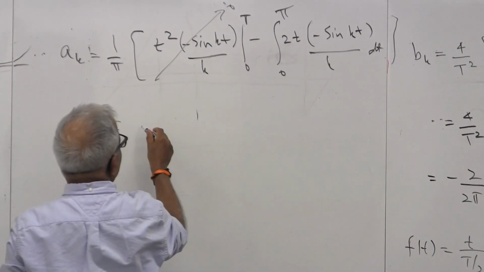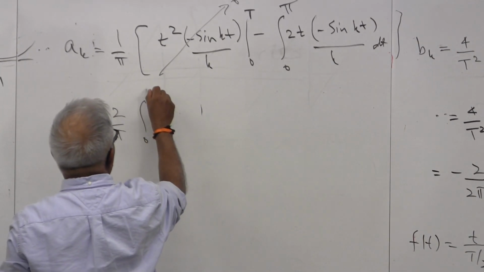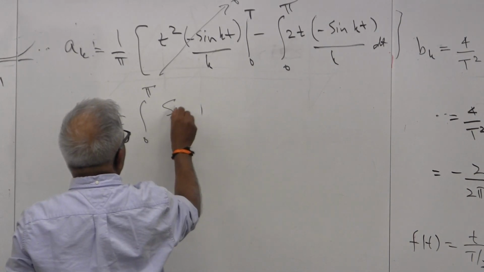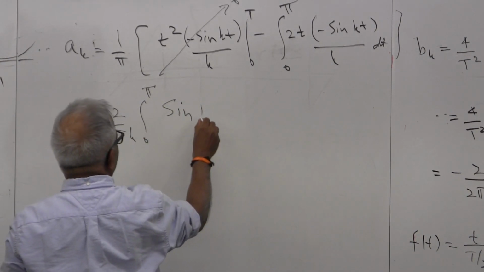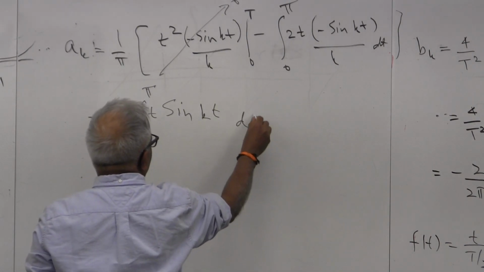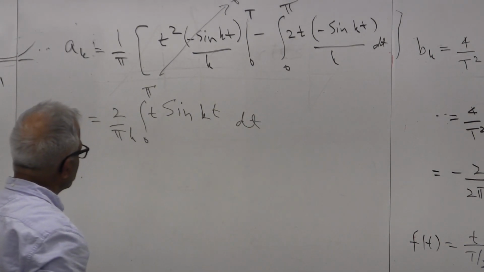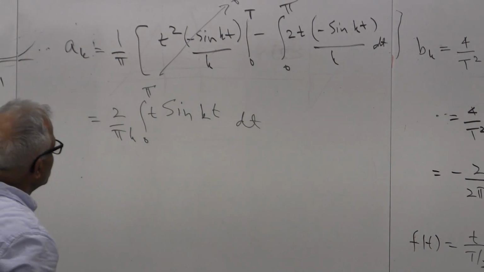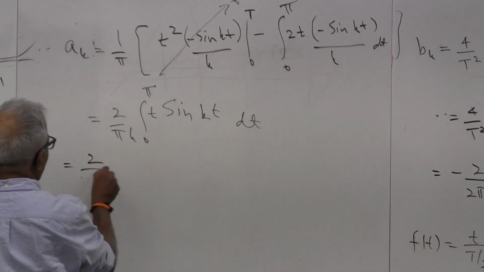So then this problem reduces to minus minus plus. I pulled out a 2 here. 0 to pi. k is a constant, so that goes outside. There is a t here. Sin kt dt. That's what it simplifies to, if I didn't make any mistake. So we'll have to do this one more time. So this is 2 over pi k.